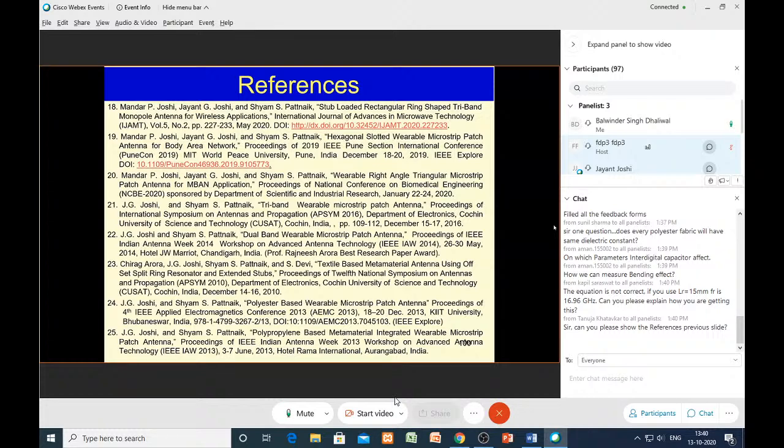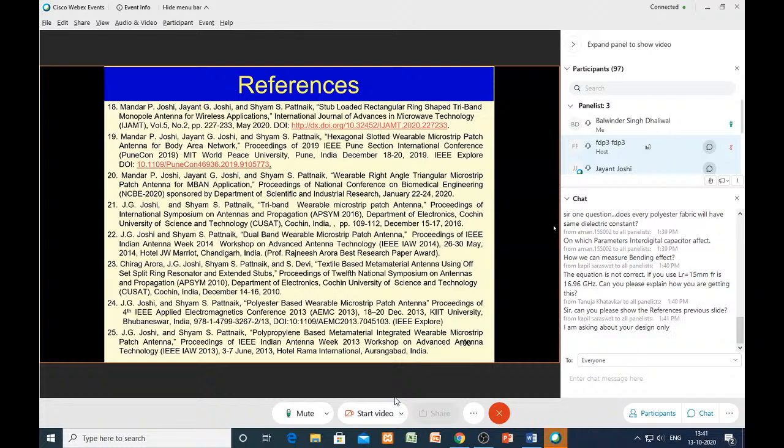Yes, I am referring to the chat box only. One question is there, the equation is not correct. If you use LR is equal to 15 mm, FR is 16.96 gigahertz. Yes. How you are feeding that antenna, whether you are feeding it into the radiating patch side or the non-radiating side, that part you have to consider. Okay, so this is also an important factor for the rectangular microstrip patch antenna.